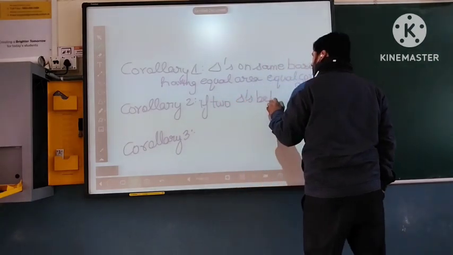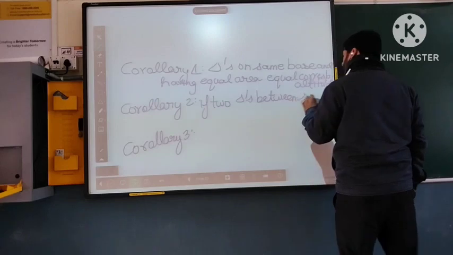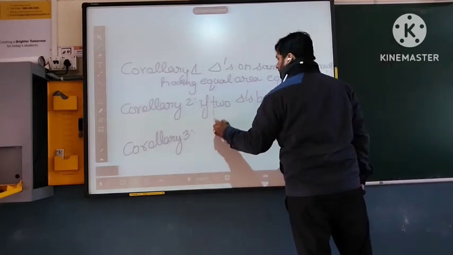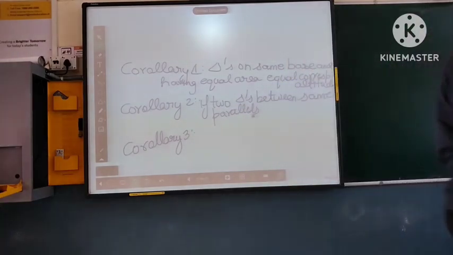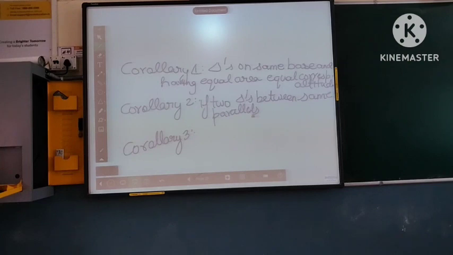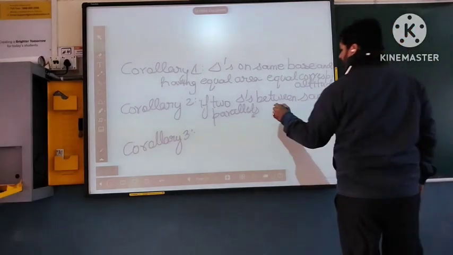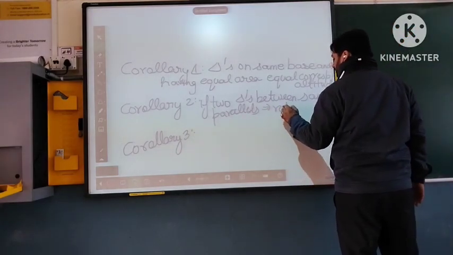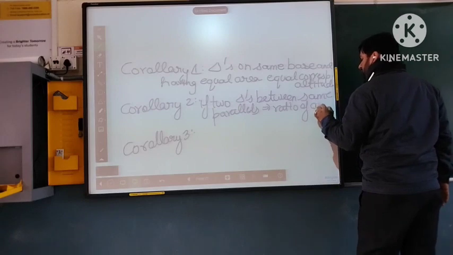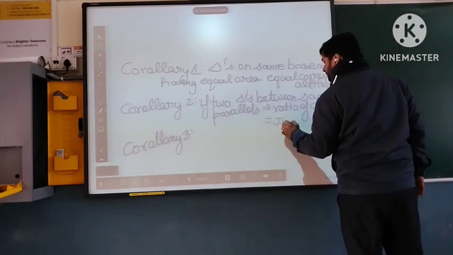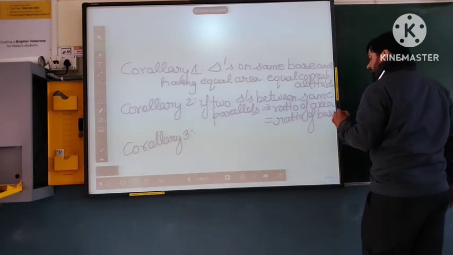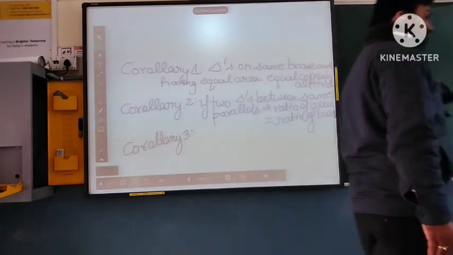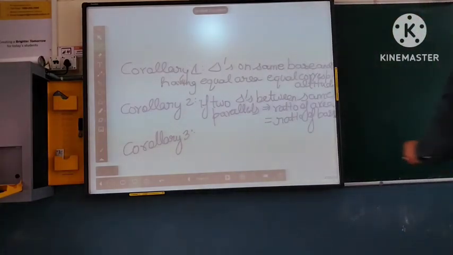We had talked about equal altitudes in the theorem, now see, if two triangles lie between the same parallels, corollary 2 it is, that is equal altitudes. So altitudes are equal, what you can say? Ratio of areas of those triangles is equal to what? Ratio of the bases. So this is talking about ratio of areas equal to ratio of bases. Clear?